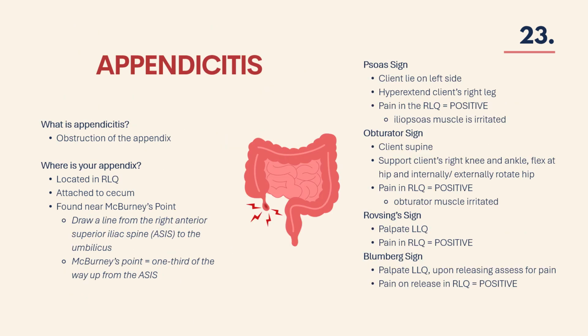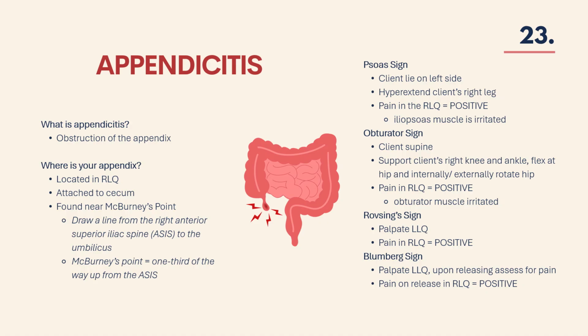So we talked about cholecystitis. Now we have appendicitis. So what is appendicitis? This is when there is an obstruction in the appendix, and your appendix is located in the right lower quadrant. It's attached to the cecum, and it's found near what we call McBurney's point. If you draw a line from the right anterior superior iliac spine, or ASIS, to the umbilicus, McBurney's point is about one third of the way up from that ASIS point. So with that, they may have pain located there.